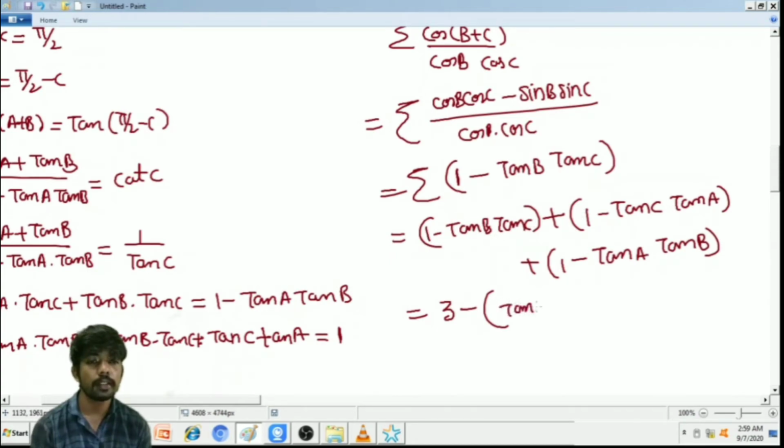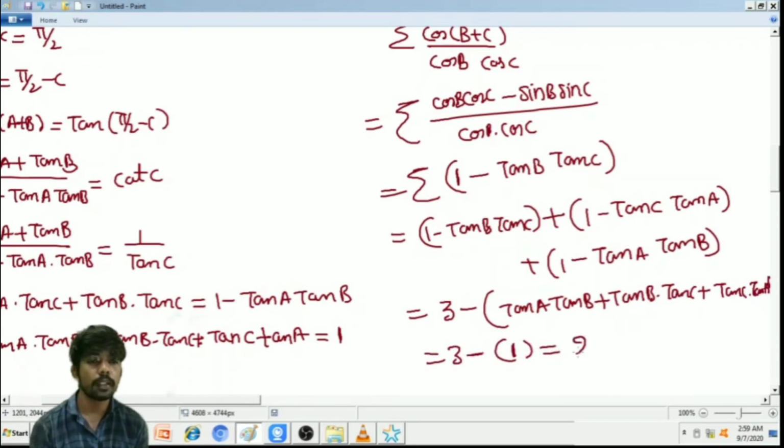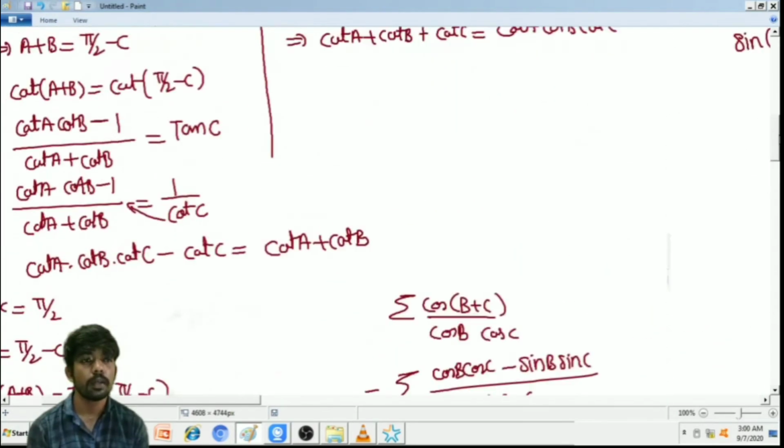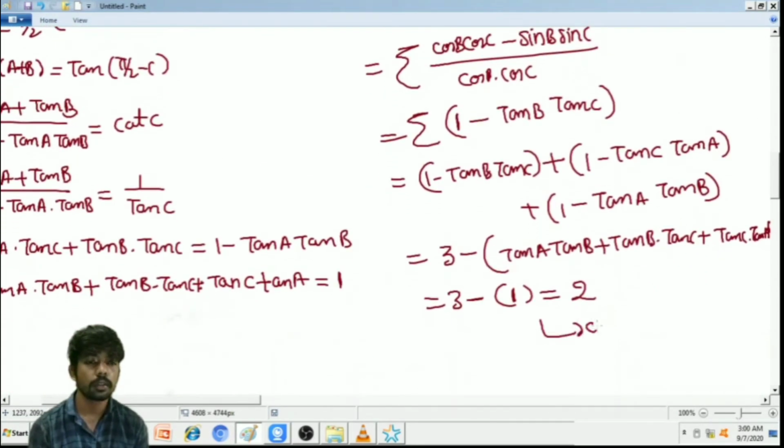So I can write it as tan A tan B + tan B tan C + tan C tan A. So from here I can write it as 3 − 1. So 3 − 1 is 2. Hence this is the solution, the RHS. Considering the LHS and trying to prove the RHS, that's all. This is the solution he is asking. Hence this is the solution.